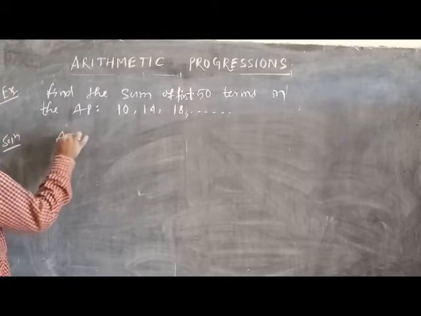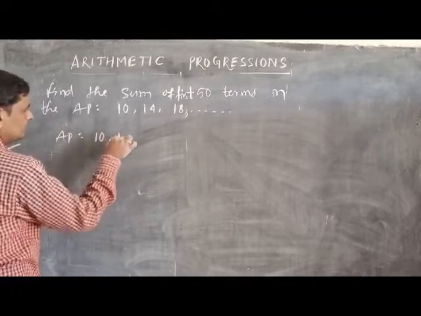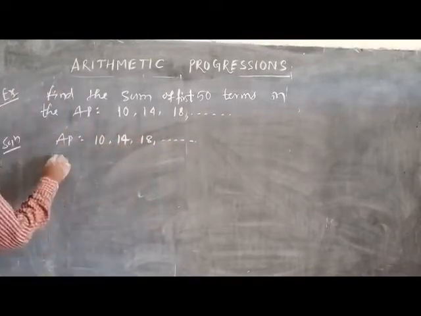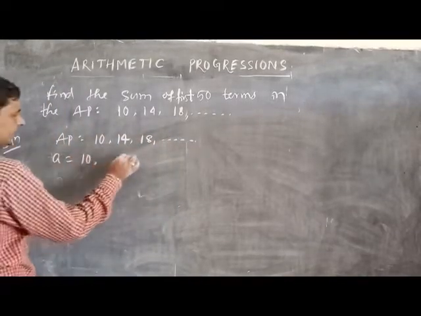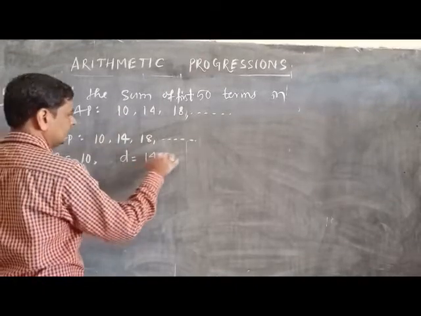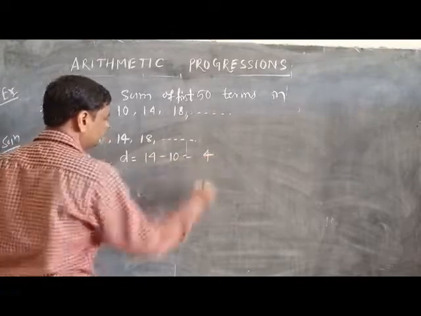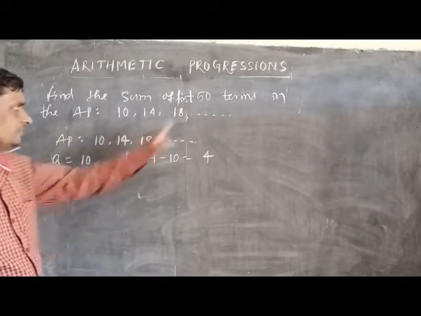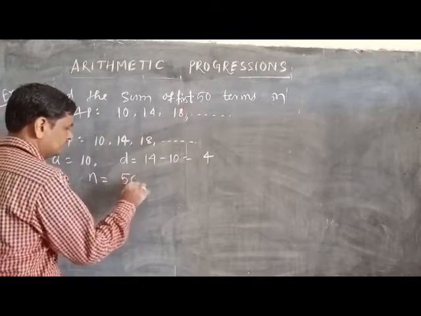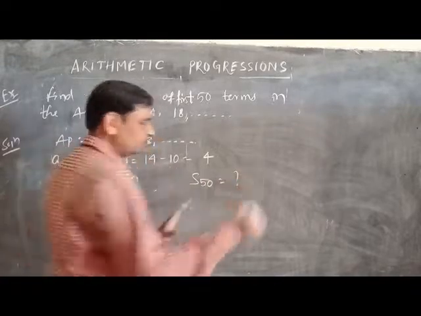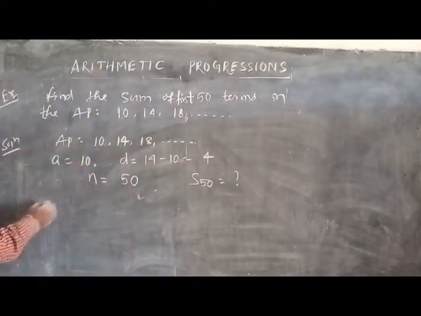Here the AP is given as 10, 14, 18, like that, where a is 10 and d is 14 minus 10, that is 4, and n, the number of terms, is 50. We have to find S50, the sum of 50 terms.